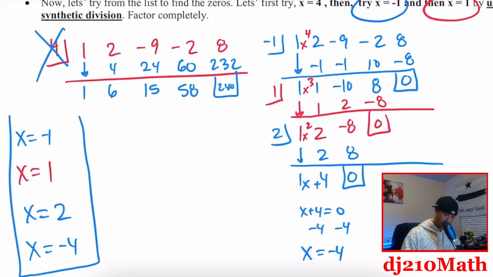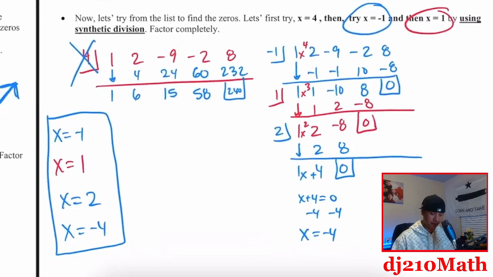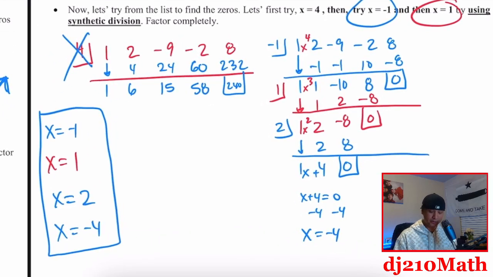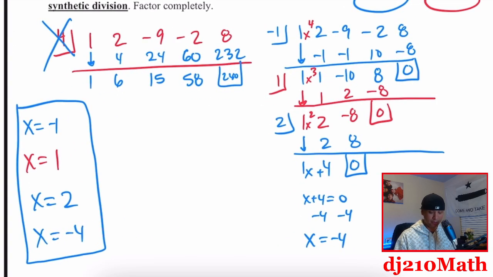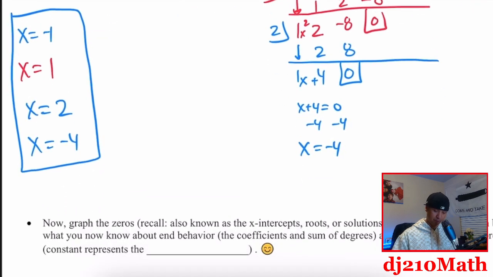So negative 1, 1, 2, and negative 4. And that's just from using synthetic division, using our list. And then we happen to notice that we got the zeros from the last problem. It's kind of fortunate. So negative 1, 1, 2, negative 4.